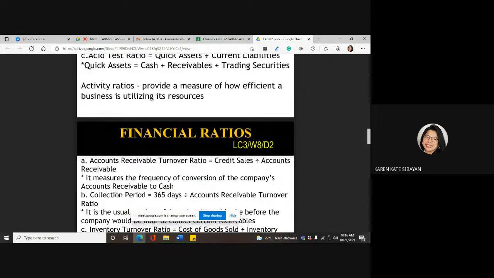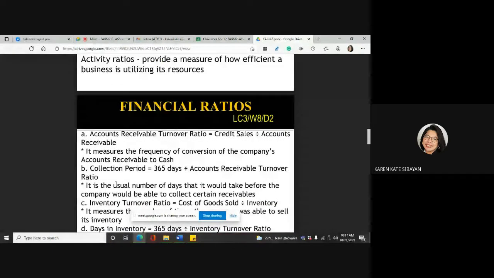For example, accounts receivable turnover ratio equals credit sales. Meaning to say, ito yung nakabenta ka pero nasa utangan pa. Nakabenta ka nga pero inutang. Parang gano'n. Divided by accounts receivable. So it measures the frequency of conversion of the company's accounts receivable to cash. Madali lang ba? Within a week ba na tatanggap mo ba kaagad ang bayad? Within a month or within a year?